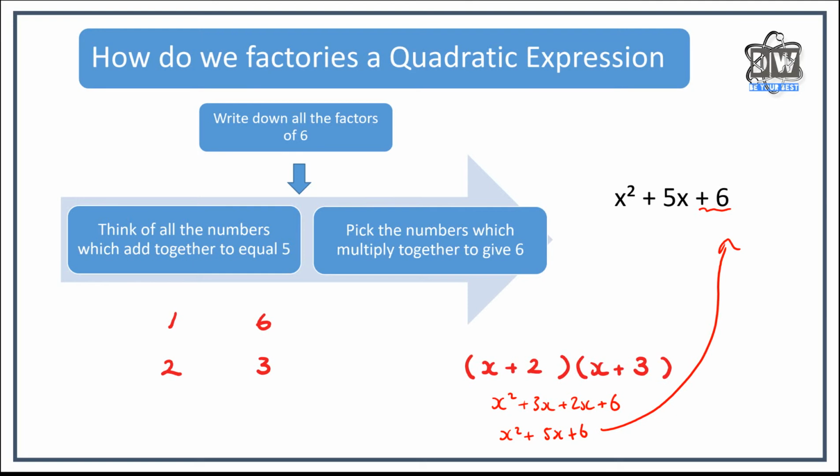Now, one question I do get asked is what happens if you have the 3 in this bracket and the 2 in this bracket? It doesn't matter. It's still correct. Doesn't matter. So you can go on and do those, and it's not a problem.